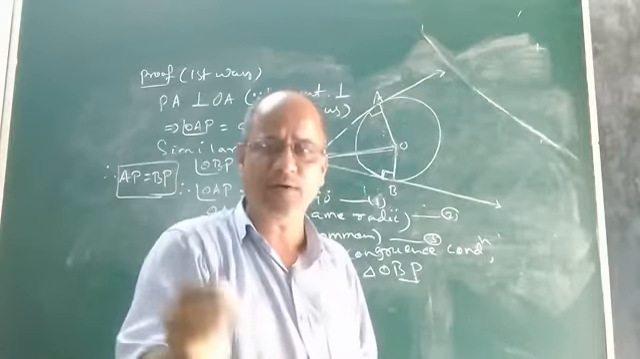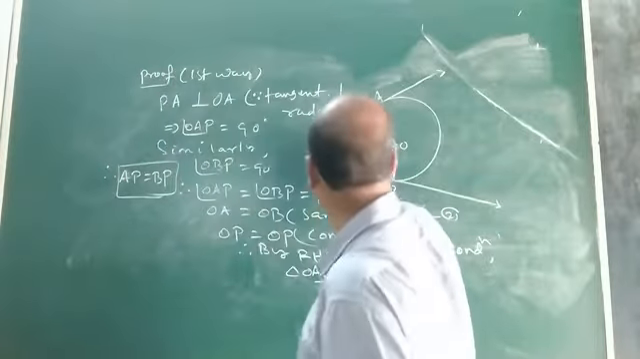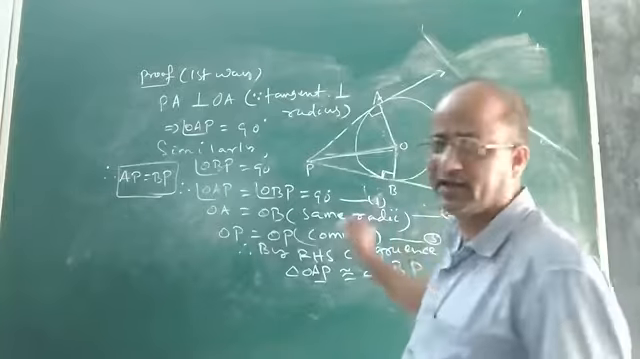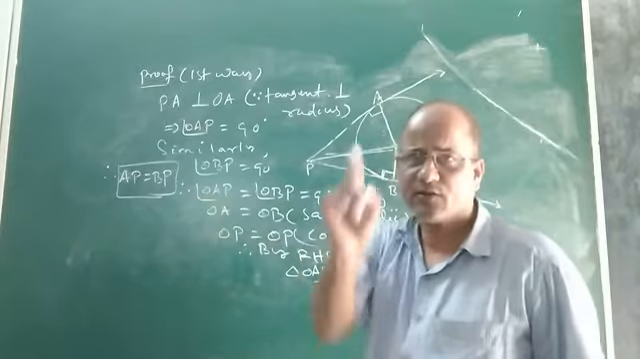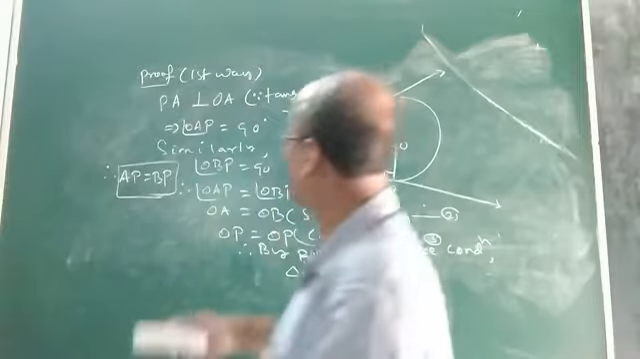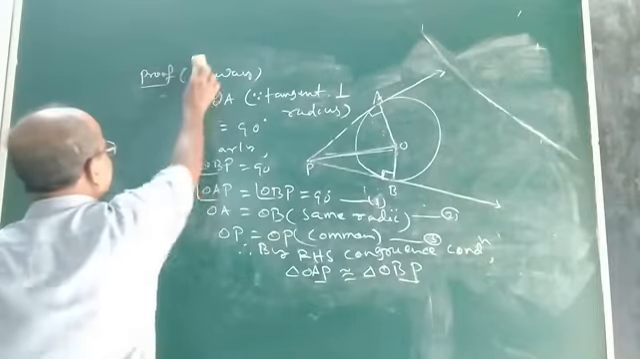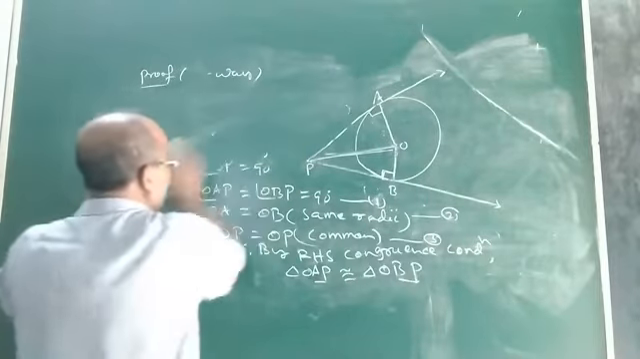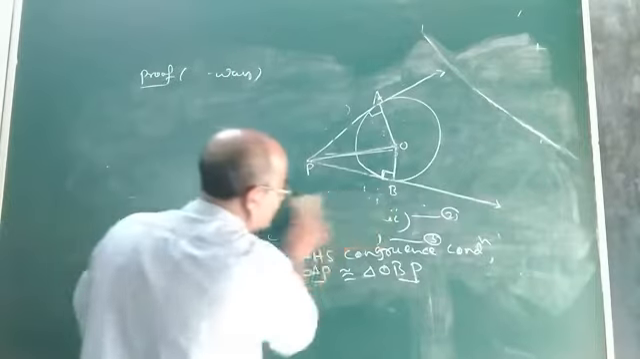We wanted to prove that the length of the two tangents AP and BP are equal, and it is established. So this is the first method of proving. We can also prove it in another way. Let us discuss the second method. Let us discuss the second way of proving this geometrical truth.